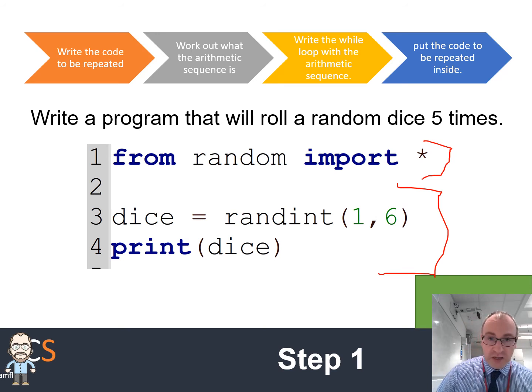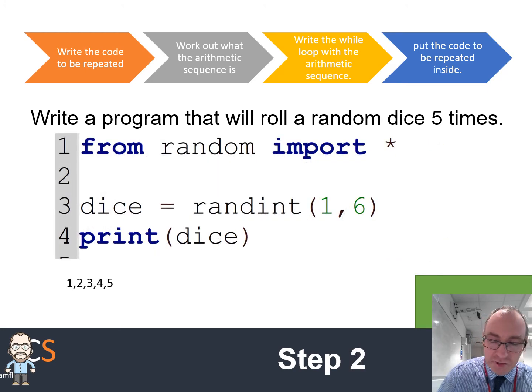So the next thing I need to do is work out the arithmetic sequence. Well, I want to roll the dice 5 times. I'm going to roll it once, then twice, then 3, then 4, and then finally 5. So the number sequence I've just created there is really simple. It's 1, 2, 3, 4, 5. So the number sequence I generate is that. Now that I know that, I can start writing my loop. So I write my loop using the arithmetic sequence because remember there's 4 elements to my loop: when it starts, when it ends, how it's getting from start to end, and what it's repeating. So let's have a look at that.